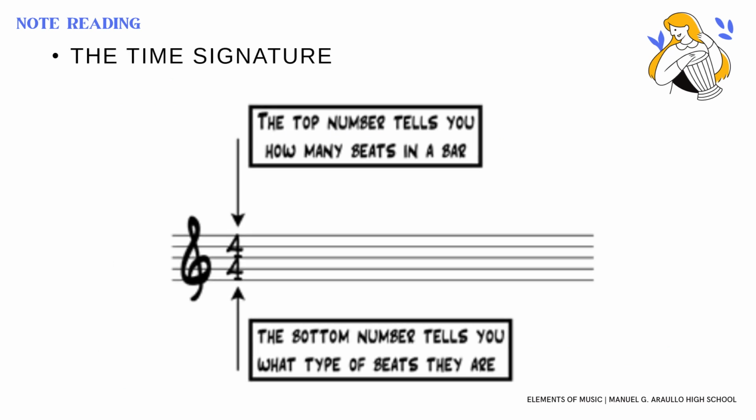Time signature. Okay, so ano ba yung sinasabi sa time signature? So the top number tells you how many beats in a bar, and the bottom number tells you what type of beats they are. So, yung unang number, yung nasa taas, ay napakadaling malaman. Kunyari, nakalagay 4. Ibig sabihin, 4 beats per measure. Kung nakalagay 3, 3 beats per measure. Kung nakalagay 2, 2 beats per measure. And then, the bottom number tells you what type of beats they are. So, ito yung medyo tricky.